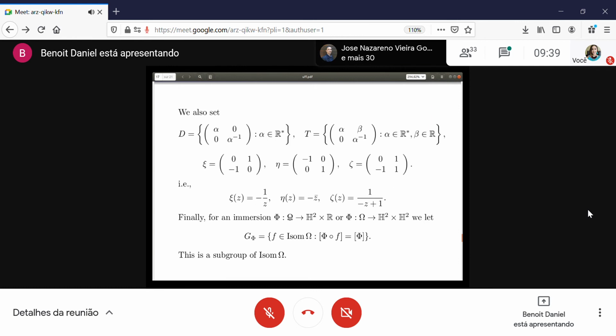Okay. Now if I consider an immersion, maybe not isometric, phi, either into H2 × R or in H2 × H2, I will consider the subgroup G phi, which is a group of the isometries of omega, the hyperbolic plane, such that up to congruencies, the immersion phi coincides with the immersion phi composed with F. In other words, this group G phi is a group of intrinsic isometries of omega that are induced by extrinsic isometries.